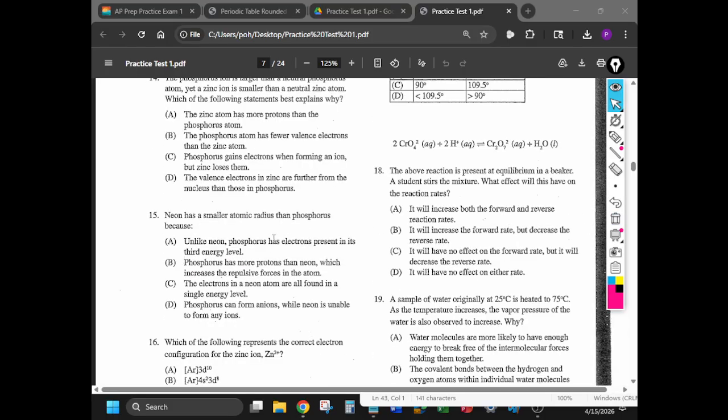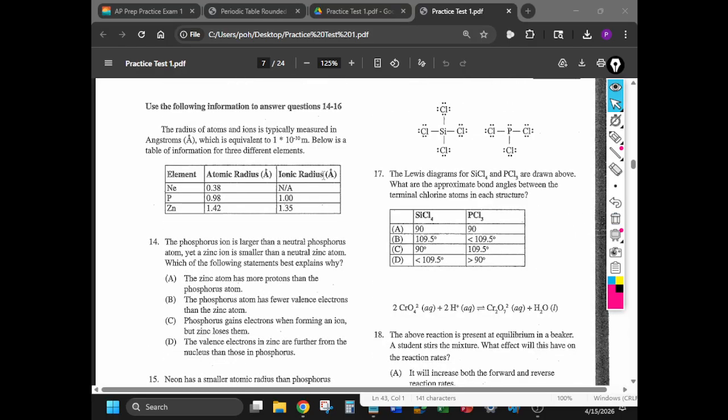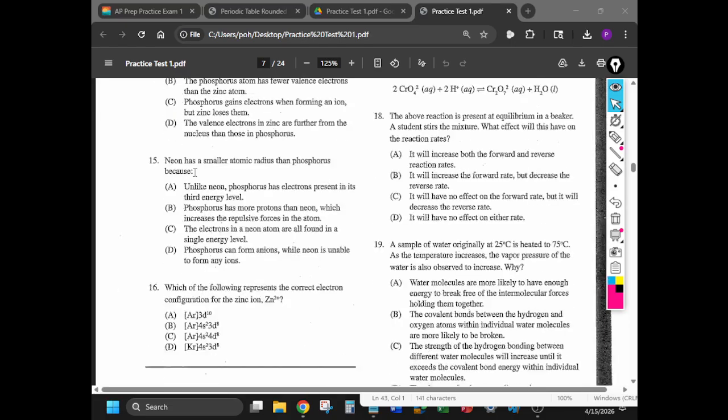All right, so for 15, we're still going to be looking at this chart, so just make sure you have it available. 15 says neon has a smaller atomic radius than phosphorus. So here now you're comparing neon and phosphorus. So for your answer, you're going to want to have something where you compare neon and phosphorus. Okay, let me give you guys 2 minutes to see if you can compare the two and get the correct answer for that.